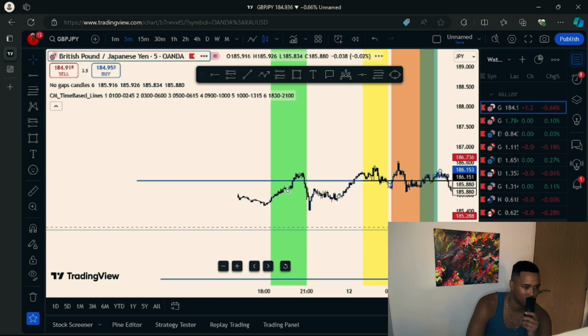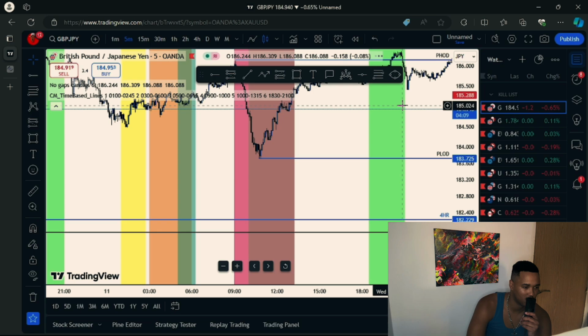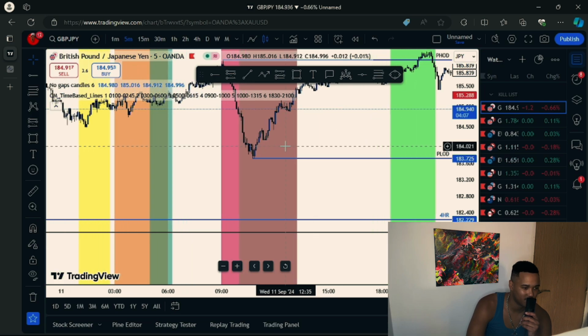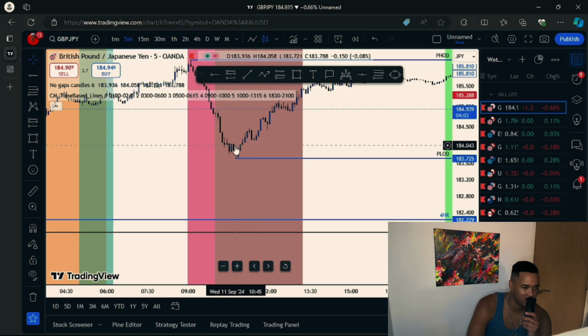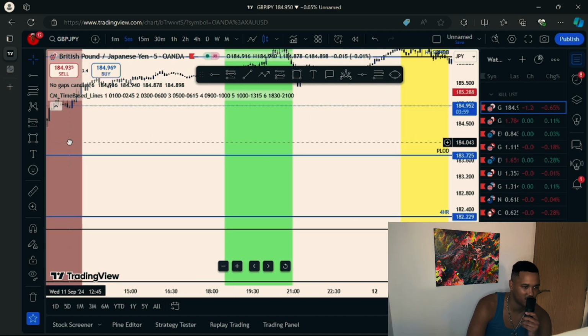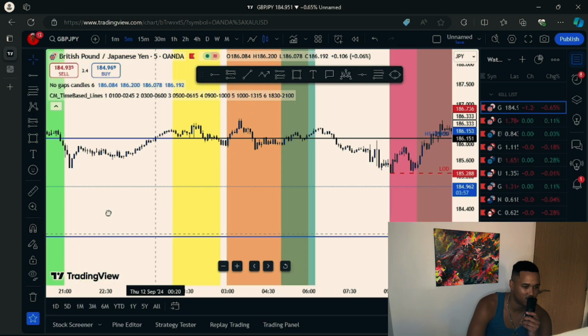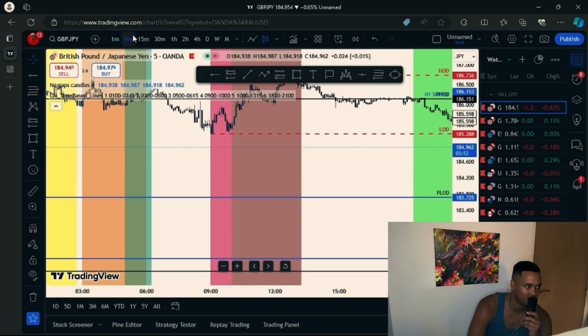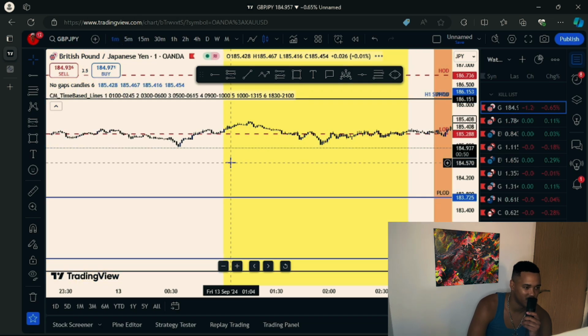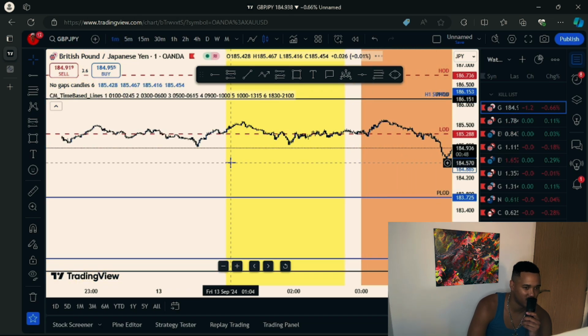So we literally got some 5 minute demand over here. Got some 5 minute demand. So basically, overall, this previous low day is a high valued area. Then we got the 1 minute time frame.